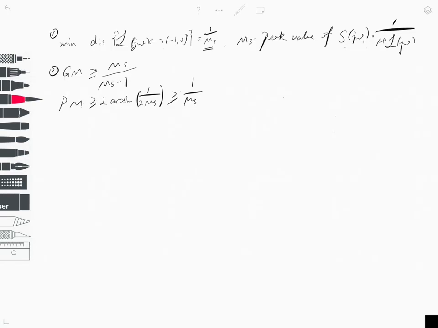The first question is to prove that the minimum distance from any point in the Nyquist plot to -1, 0 is 1 over Ms, where Ms is the peak value of the sensitivity function. The second one is about the phase margin and gain margin. Its lower bound is related to Ms. Okay, so let's start with the first one.